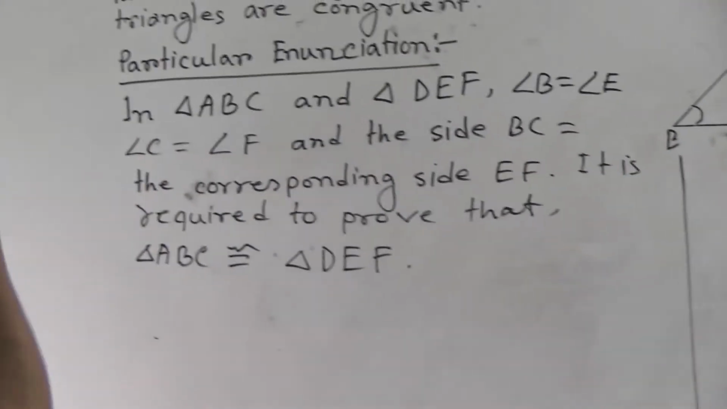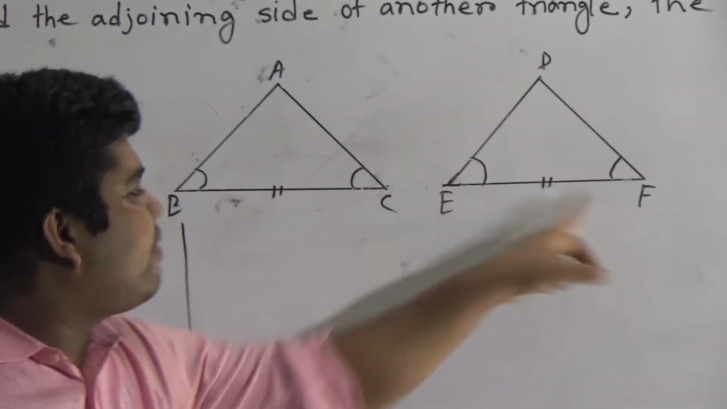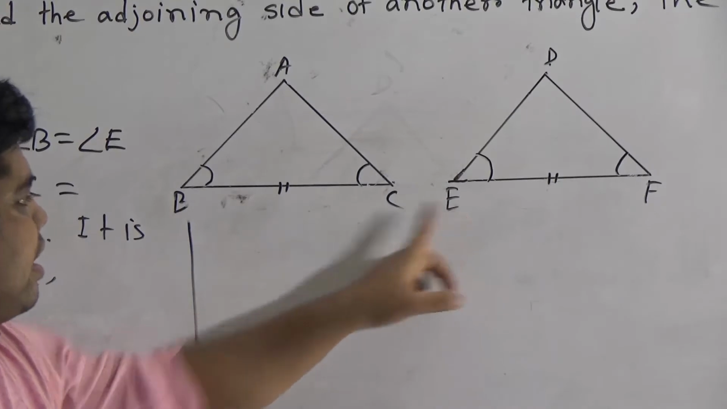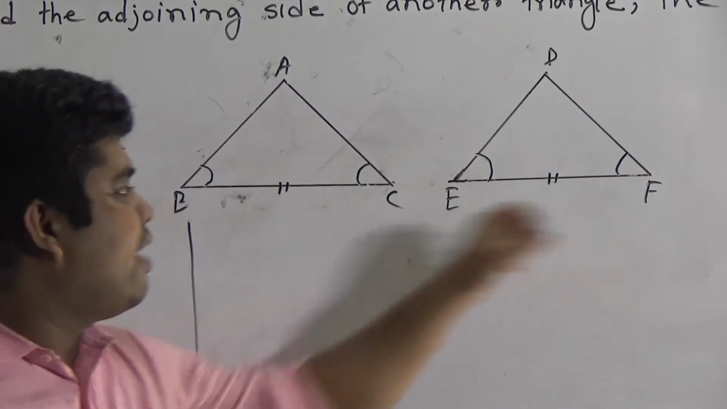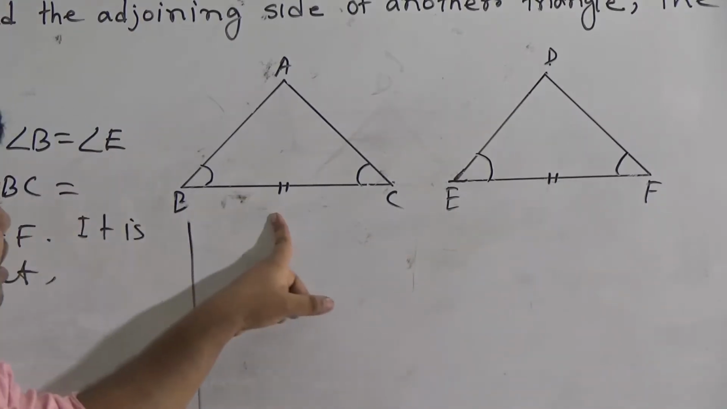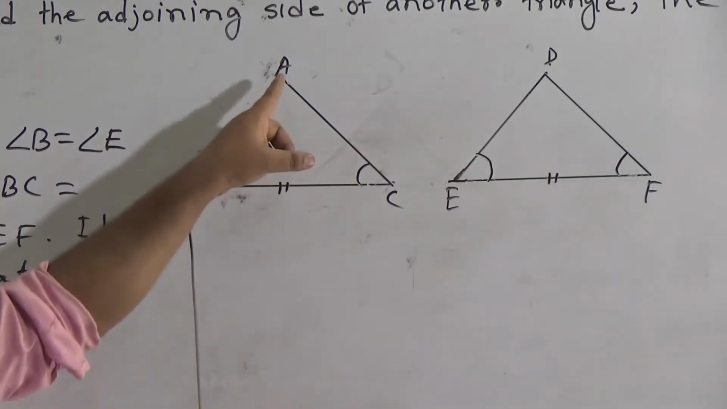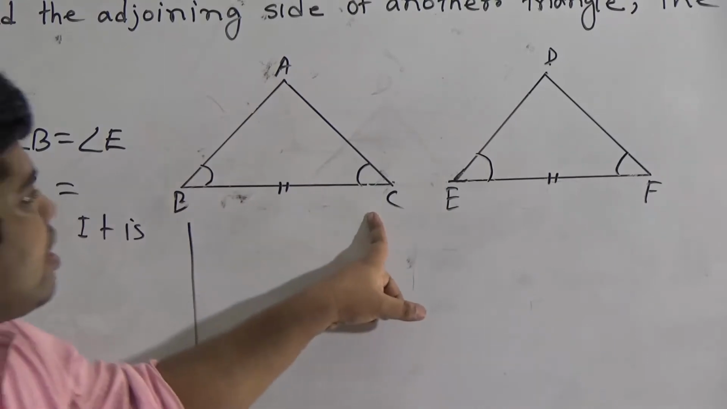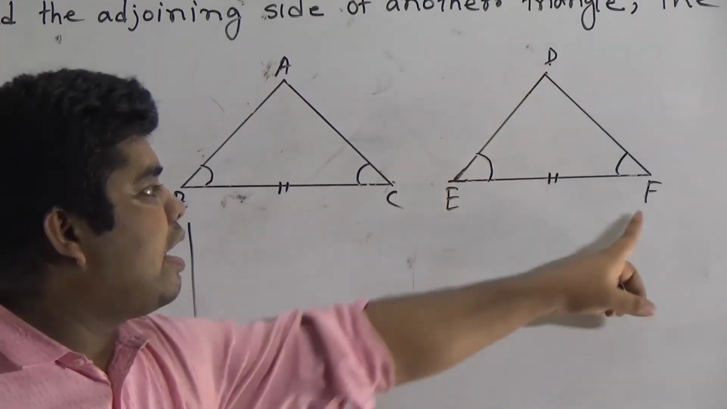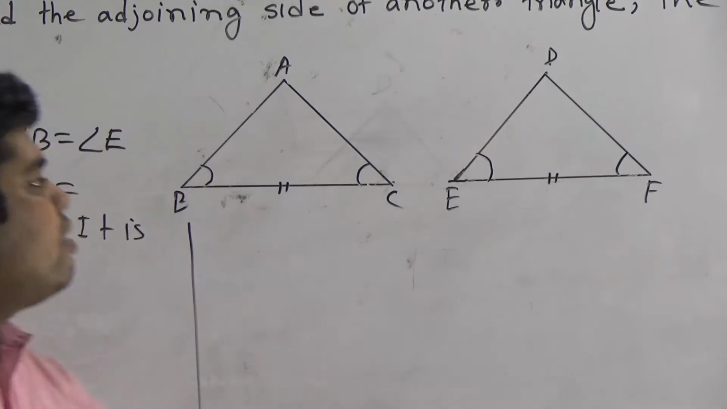My dear students, I repeat, in triangle ABC and triangle DEF, angle B equal to angle E, angle C equal to angle F, and the side BC equal to the corresponding side EF. It is required to prove that triangle ABC is congruent to triangle DEF. Now we shall go to our proof.